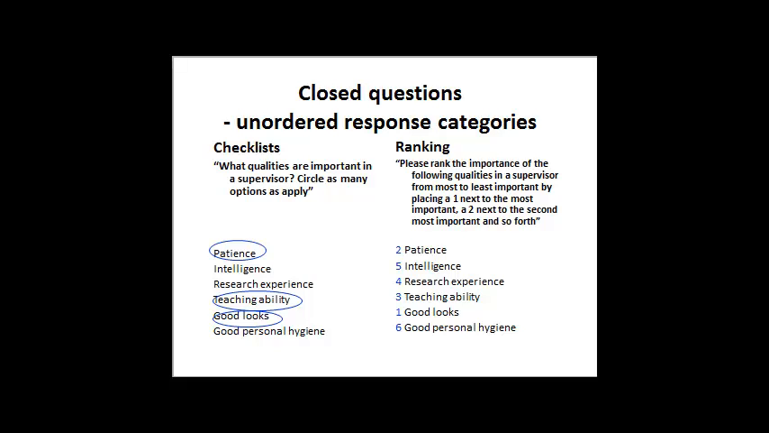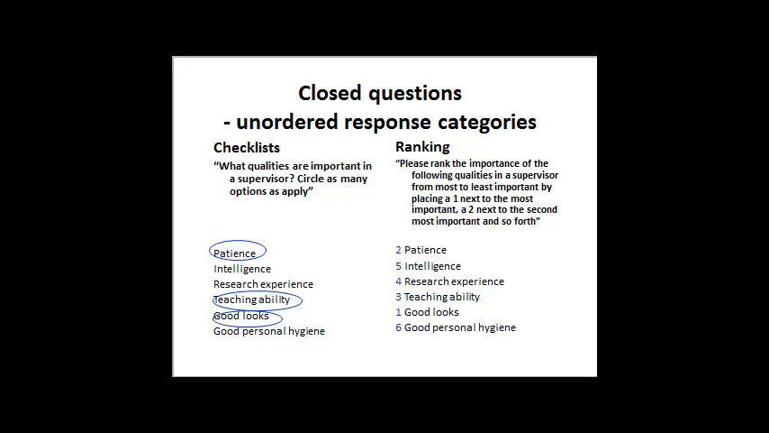For instance, what qualities are important in a supervisor? Circle as many options that apply. Or in the form of ranking. So in the first case, respondents begin checking answers and go down the list until they feel they have provided a satisfactory answer. Now, although certain respondents will read and consider each answer, there will be those who won't. As respondents proceed down the list, they may feel that enough has been done, thus the items listed first are more likely to be checked.